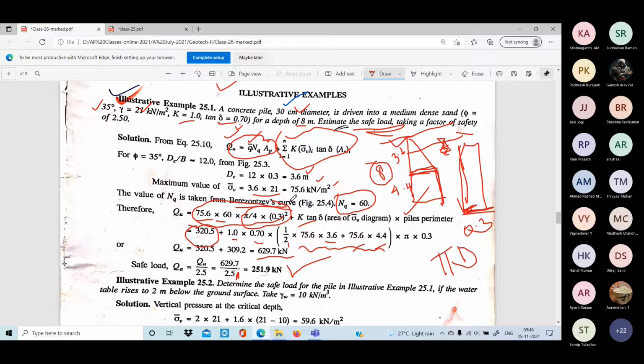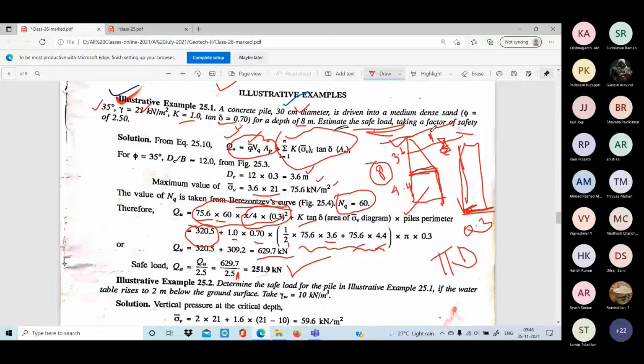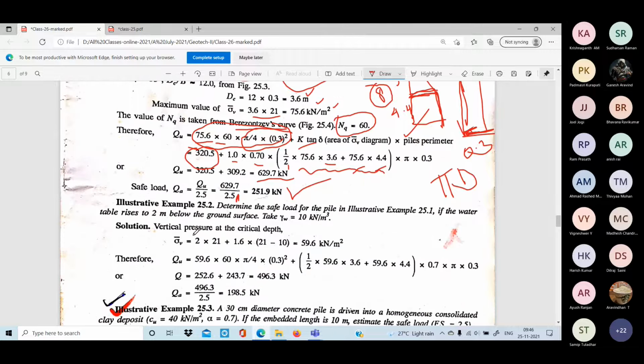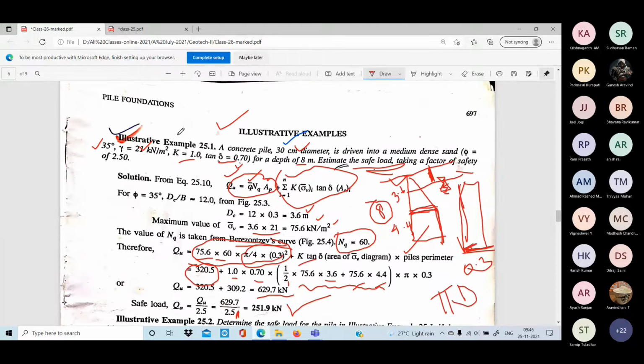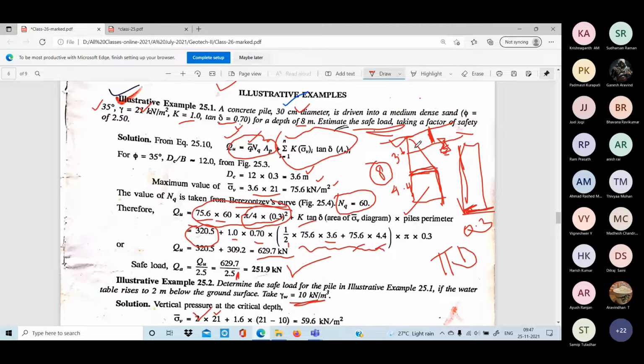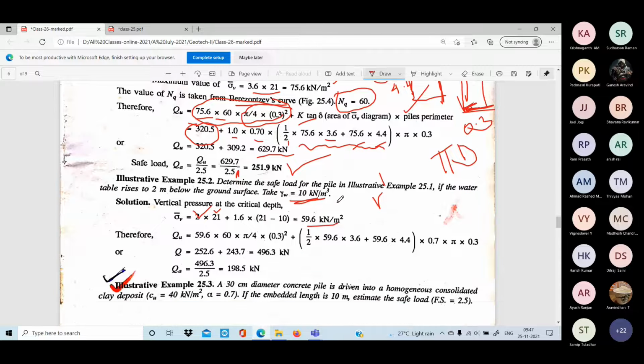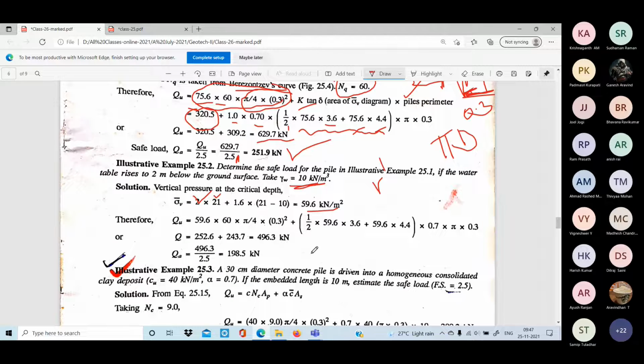Then what will happen? The part above 2 meters is dry, okay? That's why it is 2 into 21, where 21 is the unit weight. And they have given the unit weight of water. How do we proceed? For the remaining 1.6, if you take 2 from the 3.6, the remaining 1.6 is multiplied by gamma dash, the submerged unit weight, if you remember. This gives the vertical stress. Once we get the vertical stress, the remaining thing is everything the same, okay?